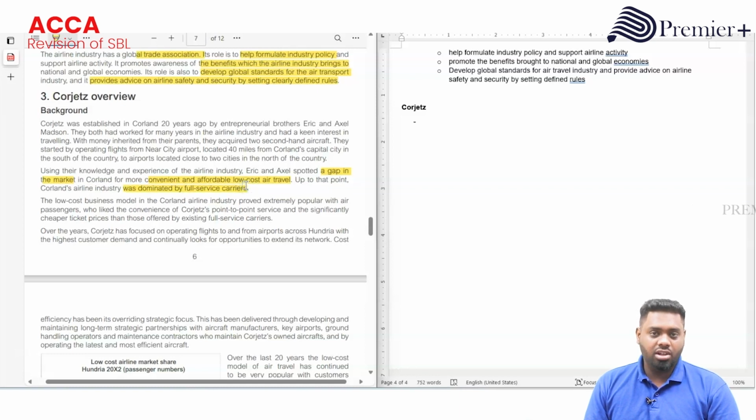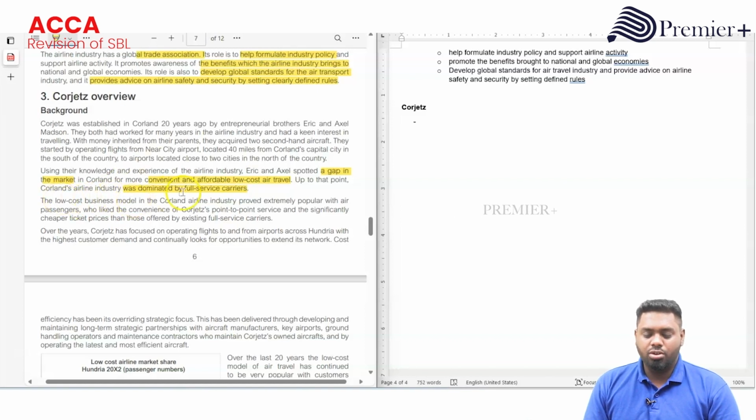CoJets had basically addressed the vacuum in the market. And once they provided this vacuum for affordable low price airline services, this had basically hindered the demand for full service carriers.